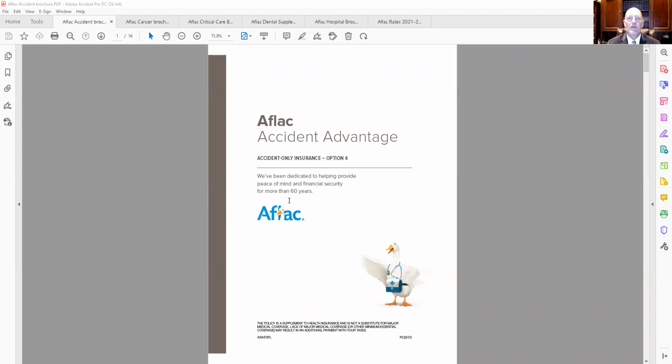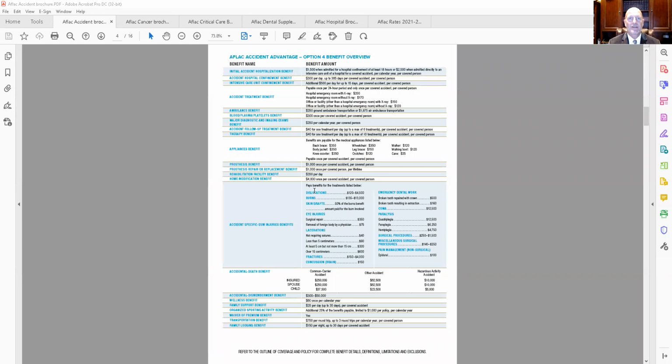All right, the first policy is the 24-hour accident Aflac policy. Now, this policy does cover you 24 hours a day. At the top, you will see that it has an initial accident hospitalization benefit that pays you $1,500 if you are hospitalized for at least 18 hours as an inpatient. Your paycheck is $300 a day, every day that you were in the hospital up to 1 year.